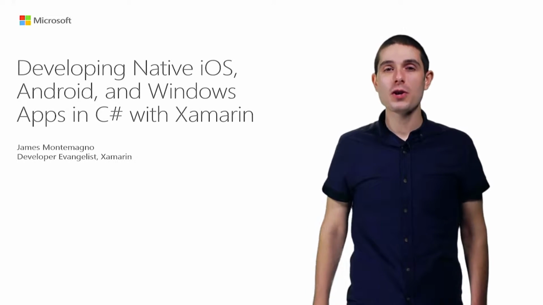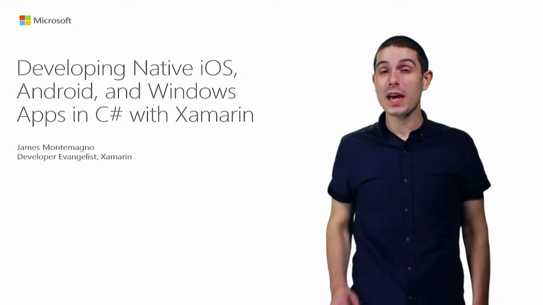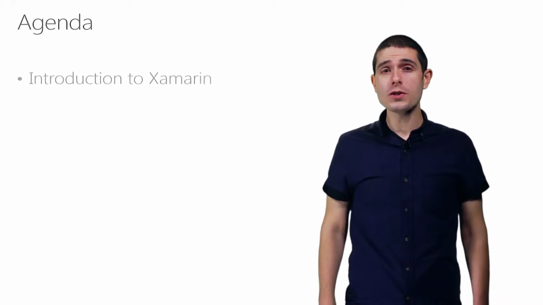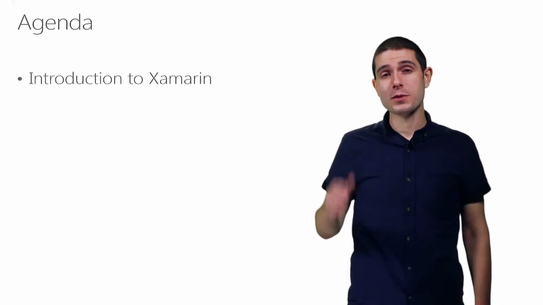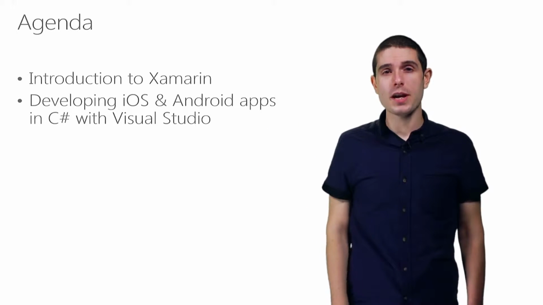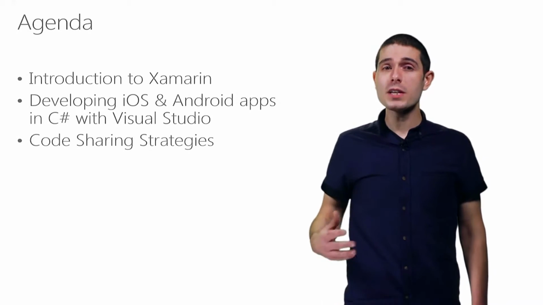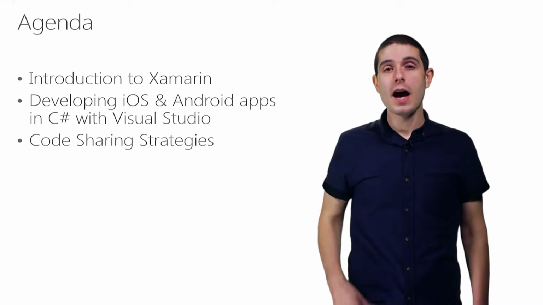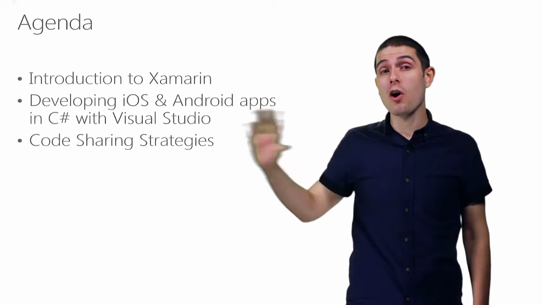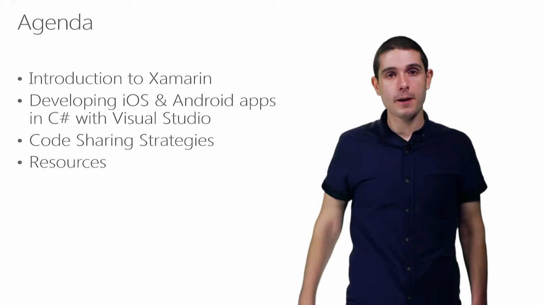In this video, I'm going to show you how to leverage your C# and .NET skills to build native iOS, Android, and Windows apps in Visual Studio with Xamarin. First, I'm going to walk you through the entire Xamarin platform to build, test, and monitor your applications. We'll see just how to build those iOS and Android apps in C# with Visual Studio and Xamarin. And then we'll take a look at some code sharing strategies, how to leverage 50, 60, 70% or more code sharing across all projects. And then we'll see how to get up and running right now today.